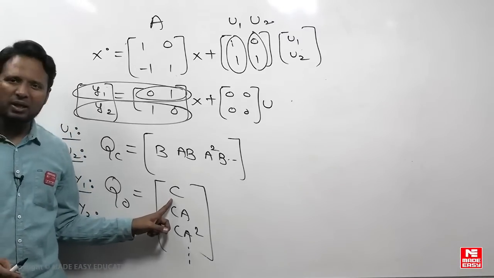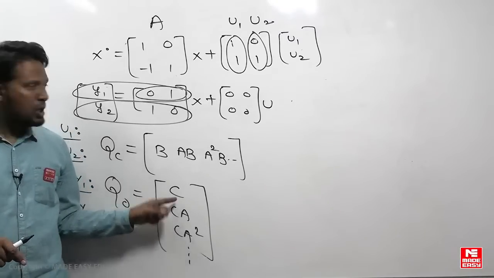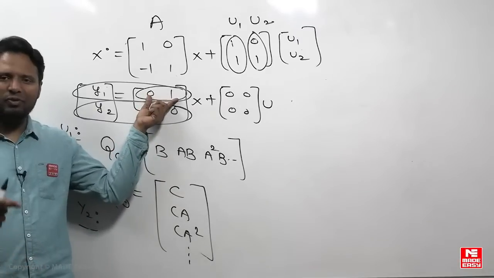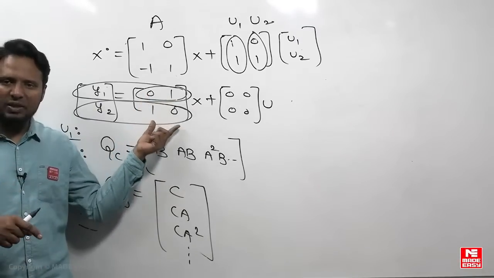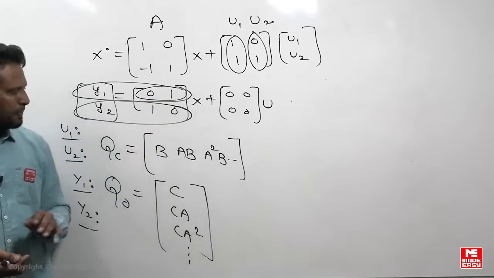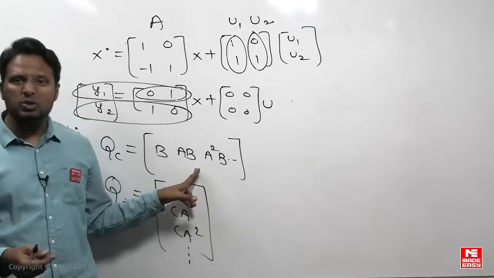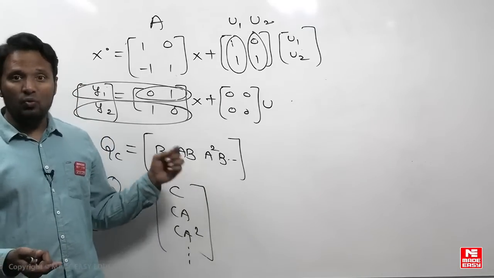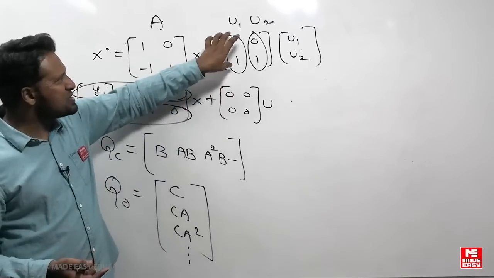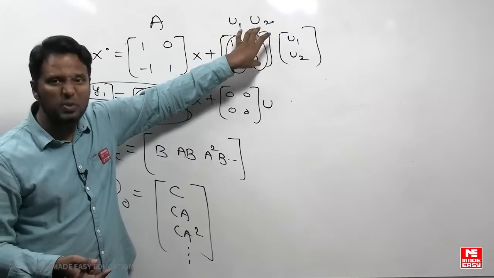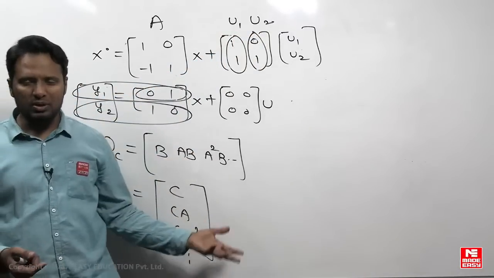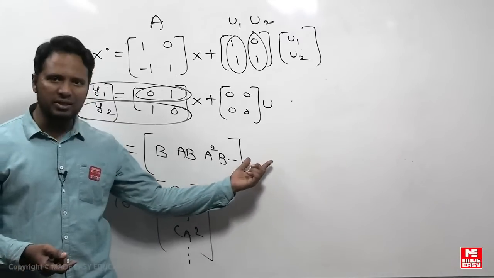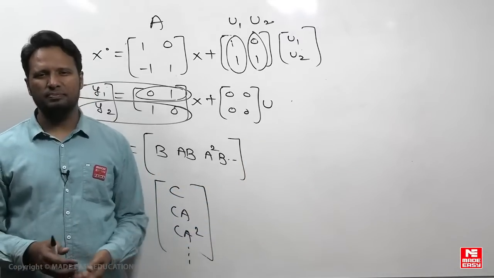The C to be used to check observability will be only this when the output is Y1, and only this when the output is Y2. The B to be used to check controllability with respect to the U1 input will be only this, and with respect to the U2 input, only this. Now you can complete this question. So see the determinant of it and finish the question.